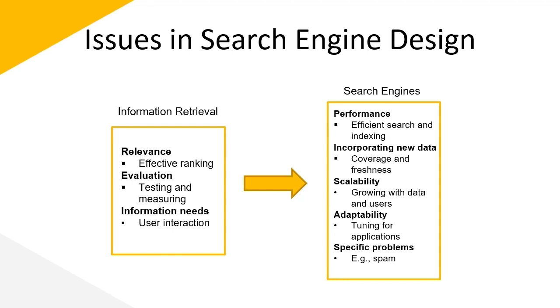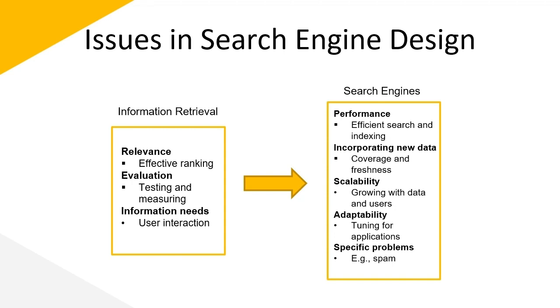Then comes information needs, which is all about understanding what you want. The search engine tries to learn from you, the user, so it can show you the right things. It also uses tricks like suggesting better search terms or learning from what you click on. Another important thing is performance. This is about making search engines fast and making sure they can find things quickly. We also need to keep the information fresh and up to date. So that's incorporating new data.